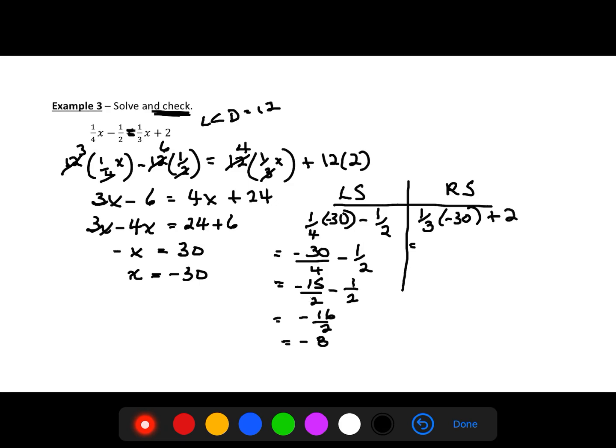On the other side, 1/3 times -30 plus 2. And 1/3 of -30 is -10, or thinking about it as -30 over 1, multiplying 1 times -30 over 3. And we notice that our right-hand side is also equal to -8. So since left side equals right side, therefore we know for sure that x is equal to -30. We've proven that it has to be the case.